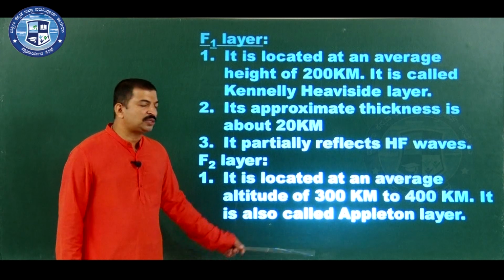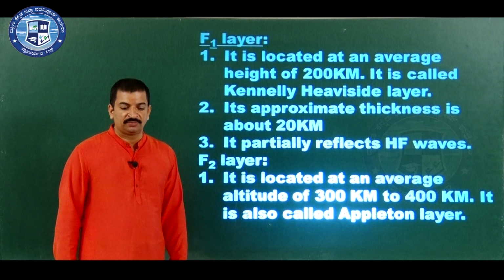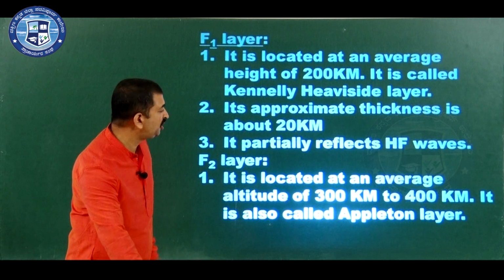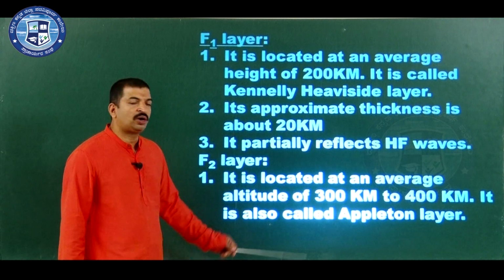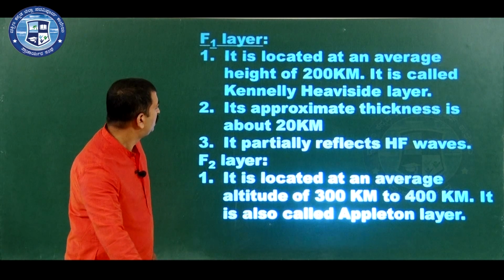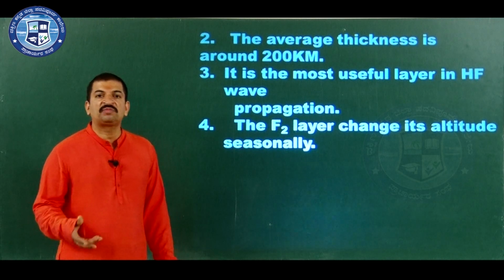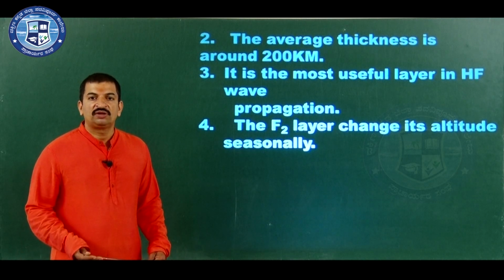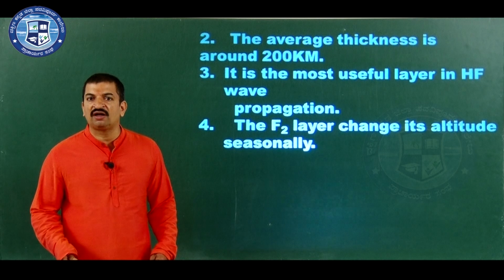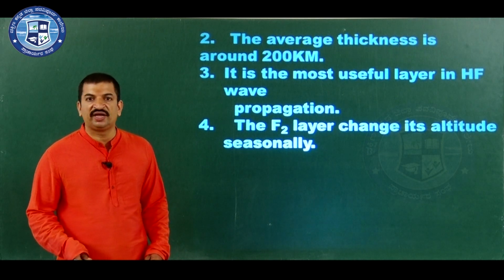The F2 layer is also called the Appleton layer. Appleton is one of the scientists who discovered this layer, so it is also called the Appleton layer. The height and the thickness of the F2 layer keep on changing, so it is very difficult to predict the height and ionization density of the F2 layer.